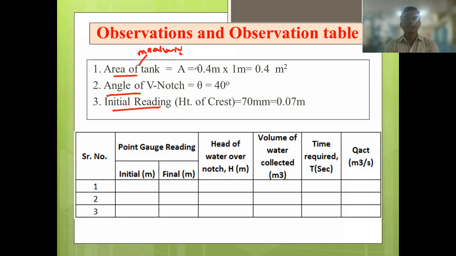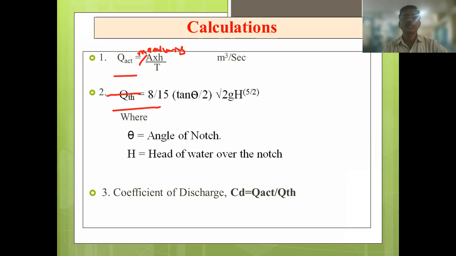So likewise, we have to retake 3-4 readings, and then we take the average of the Q actual, that is CD. This is the observation table, and the observation is over. Next, calculations. What are the calculations that we need to perform in this particular practical?